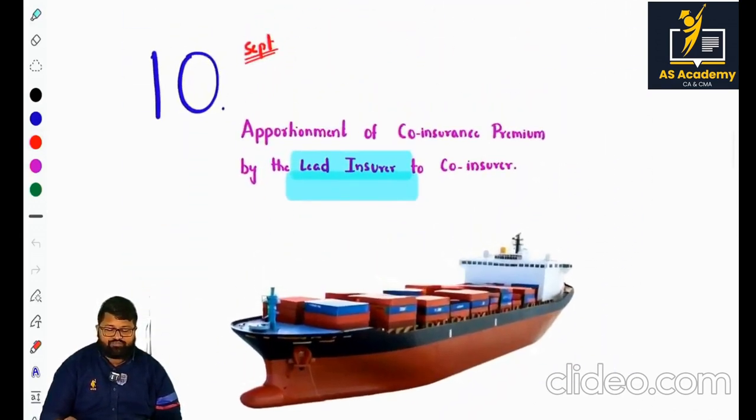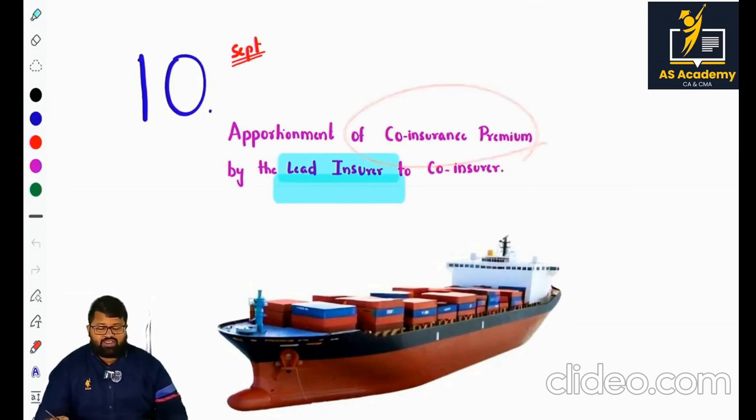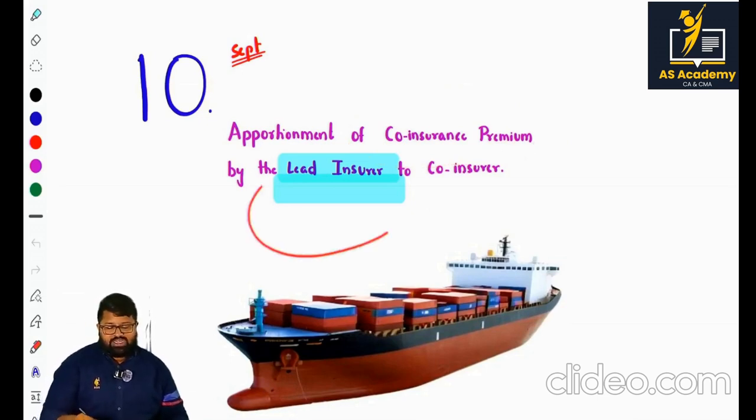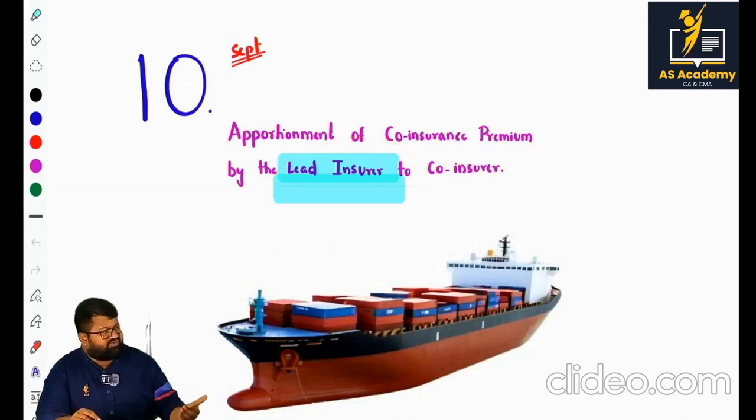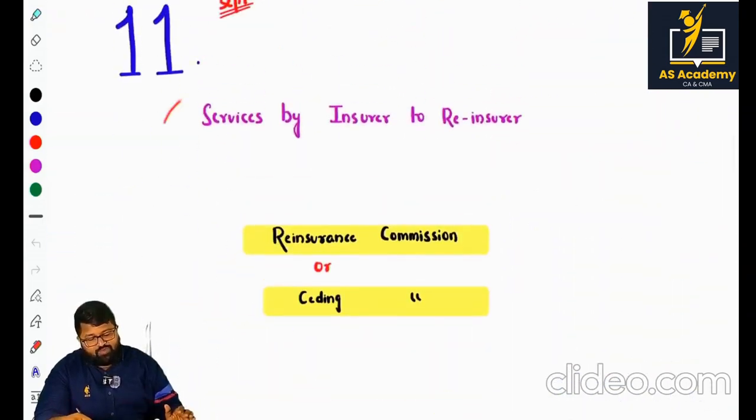Next, what is the 10th one? Mainly for September items, it is important. What is the point? Apportionment of co-insurance premium by the lead insurer to co-insurers. Sir, mainly the lead insurer has to pay GST. If he is paying, other guys need not pay. Okay. What about if it is partly paid? Then others need to pay.